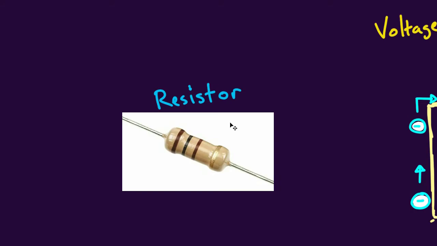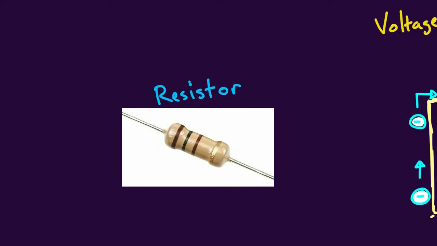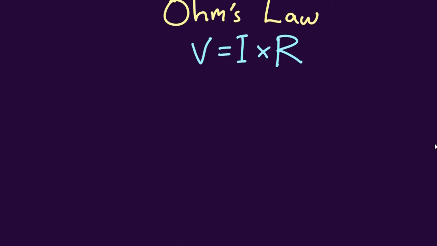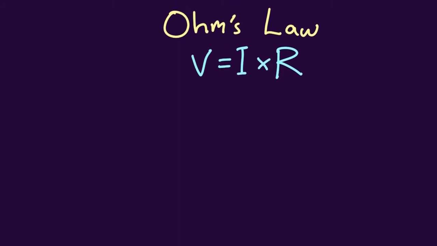And so let's have a look at how voltage, current, and resistance relate. So voltage, current, and resistance relate through what is known as Ohm's law. And this states V equals I times R. So V is voltage, measured in volts, I is current, measured in amps, and R is resistance, measured in ohms.